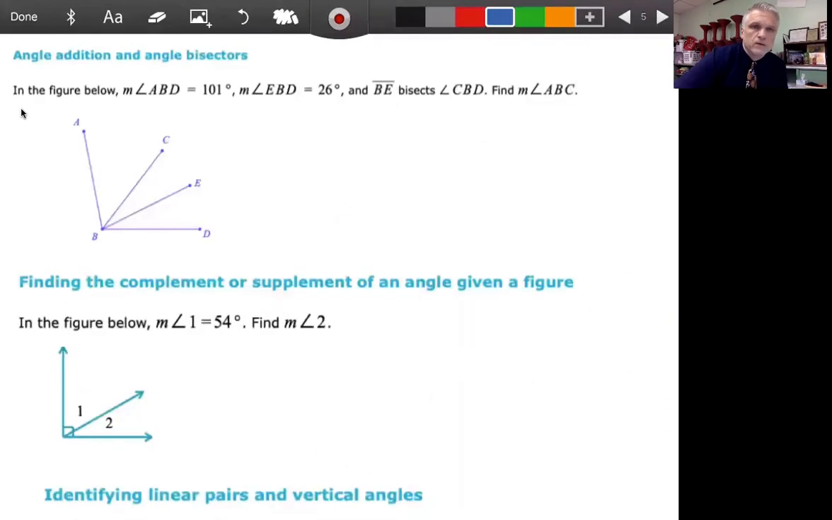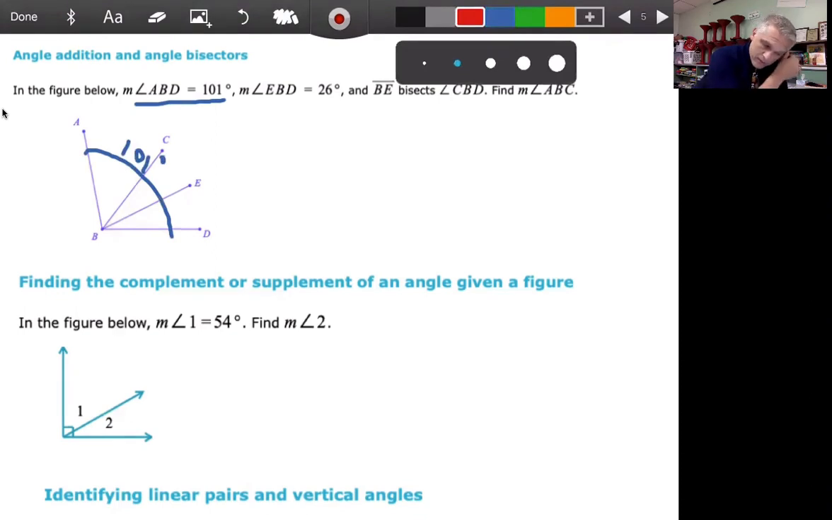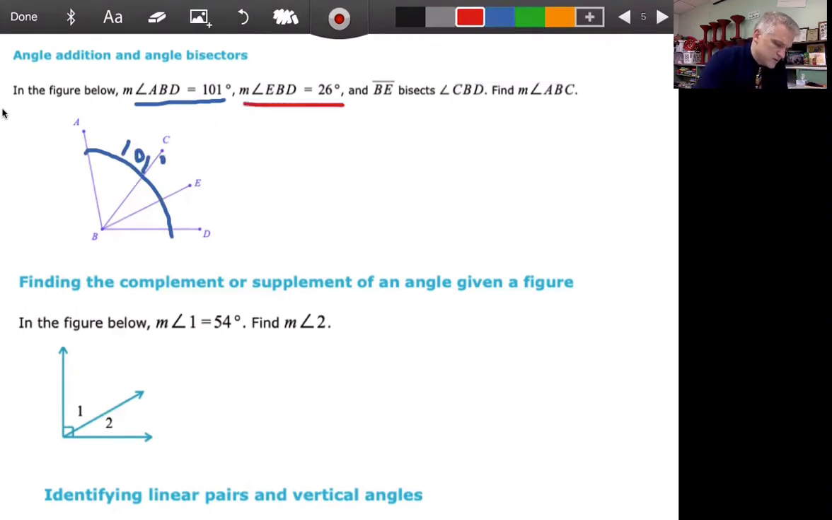Next page. The next question still has angle addition postulate in it, but now we're going to use the term angle bisector, just like we did some segment bisectors earlier. So let's look at all the stuff they give us. Let's start with the measure of angle ABD is 101 degrees. Angle ABD is this giant angle right there. So 101 degrees. The measure of angle EBD is 26. So EBD is this angle right here. That's 26 degrees.